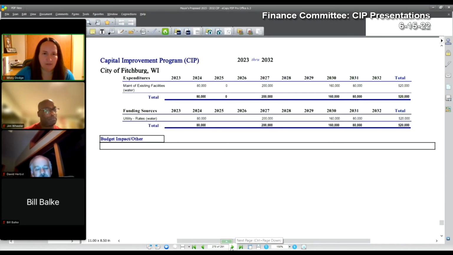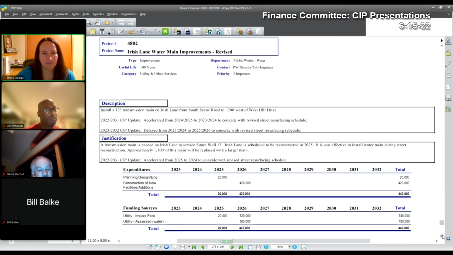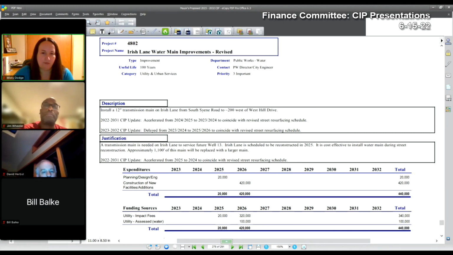4802, Irish Lane water main improvements. Installation of a 12-inch water main would be constructed at the same time that Irish Road was reconstructed in 2028. This would be tied into a new well when it would come online, which was well 13, and moved the construction from 25 to 26 to align with the road construction.